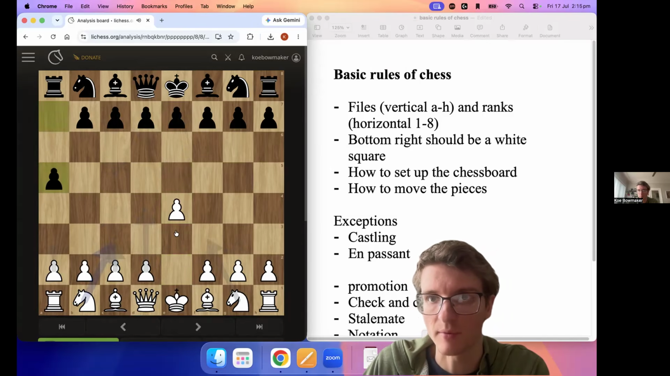So simple way to remember it, when the pawns have not moved at all, they can move 2 squares or 1 square. But after they've already moved, they can only move 1 square at a time.